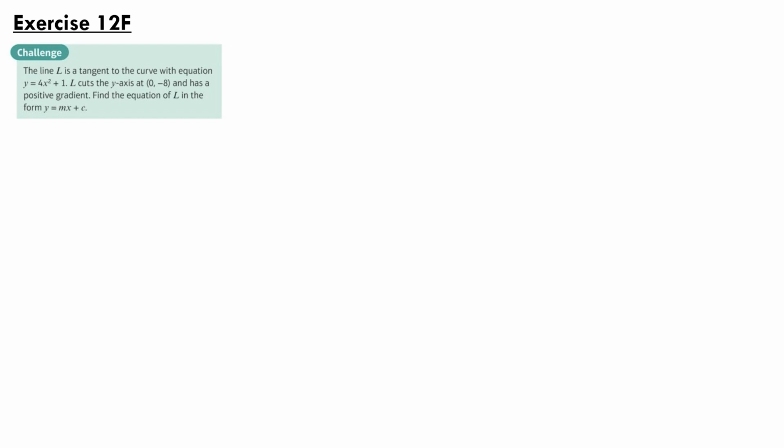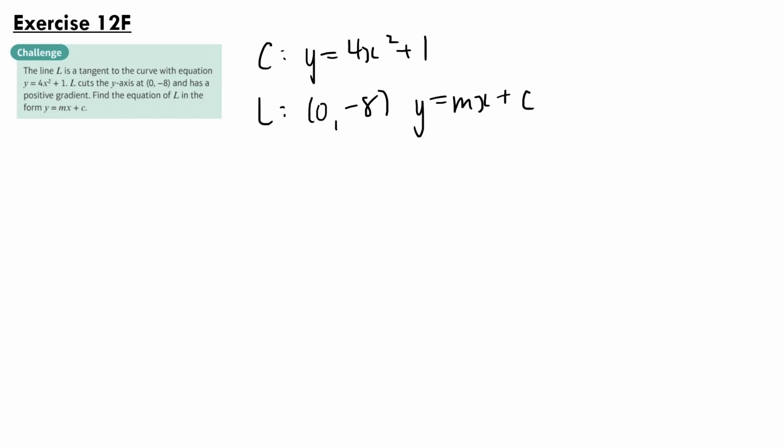So we have the curve with equation y equals 4x squared plus 1, and we have the line L which goes through the point (0, minus 8), with equation y equals mx plus c. So first of all, you know that the y-intercept is minus 8, so we can replace c here with minus 8. So our equation for L is y equals mx minus 8. Okay, and we know that the line L is a tangent to the curve, so if we solve these two equations simultaneously, we should only get one solution for x.